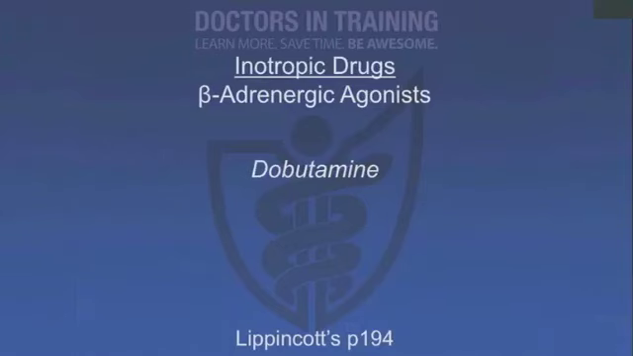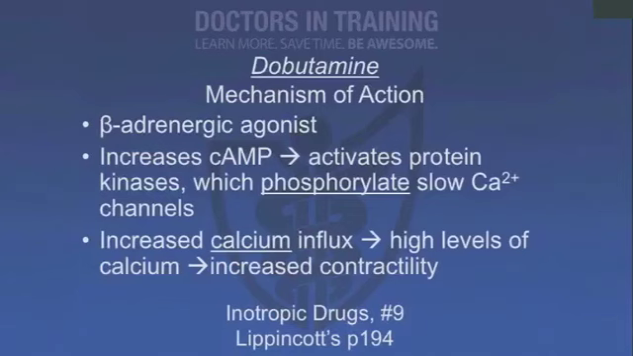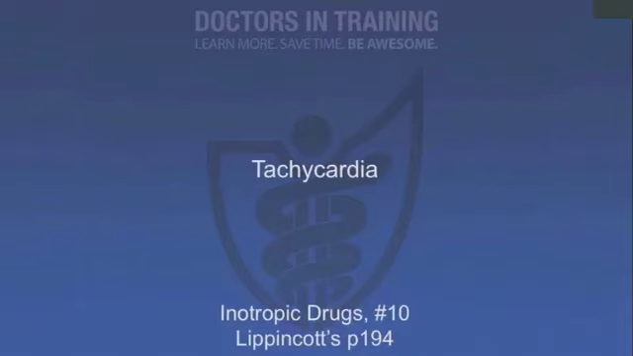The next inotrope to talk about is a beta-adrenergic agonist, which is called dobutamine. Second to digitalis, it's the most common inotrope that's used. Its mechanism of action is that it's going to increase cyclic AMP. Cyclic AMP activates protein kinases which phosphorylate the slow calcium channels. So you're going to have an increased calcium influx. So you have higher levels of calcium in the cell and therefore increased contractility. This is going to increase cardiac output, but it can also cause tachycardia. So dobutamine can cause some rapid heart rate, so that is potentially dangerous.